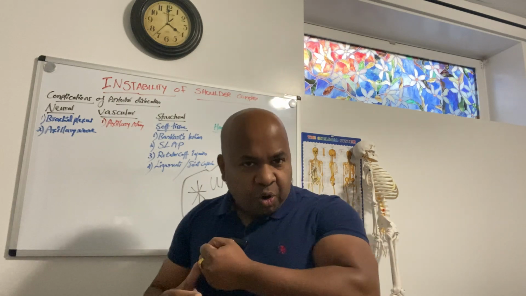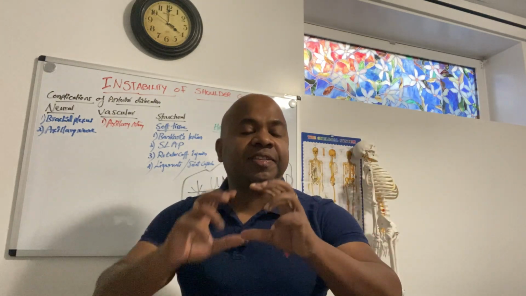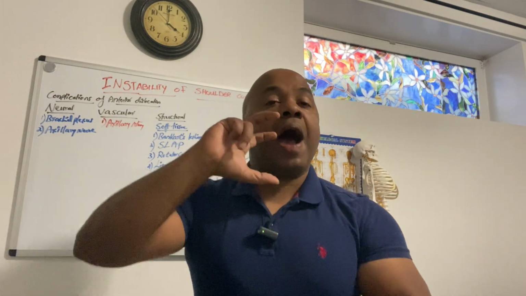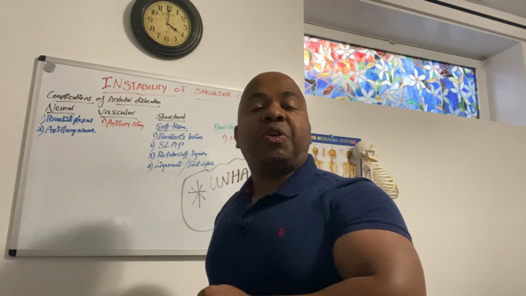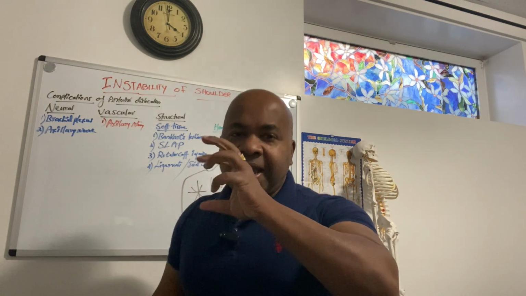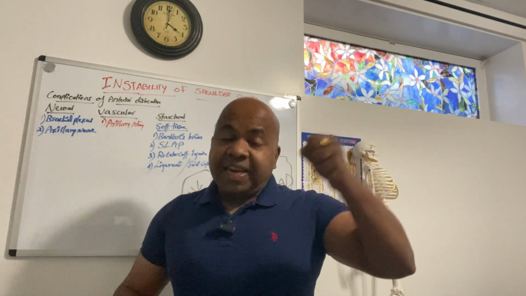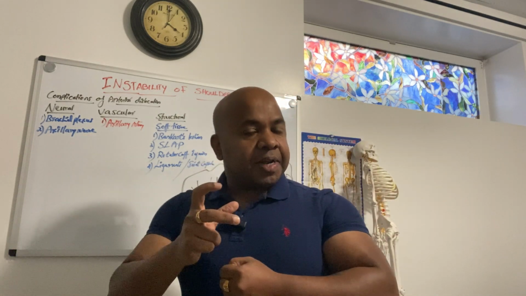When you are going for external rotation, what is the arthrokinematic movement during external rotation? The arthrokinematic movement during external rotation is the anterior rolling of the head of the humerus within the glenoid fossa. The head of the humerus is moving anteriorly. So external rotation is the anterior movement of the head of the humerus.